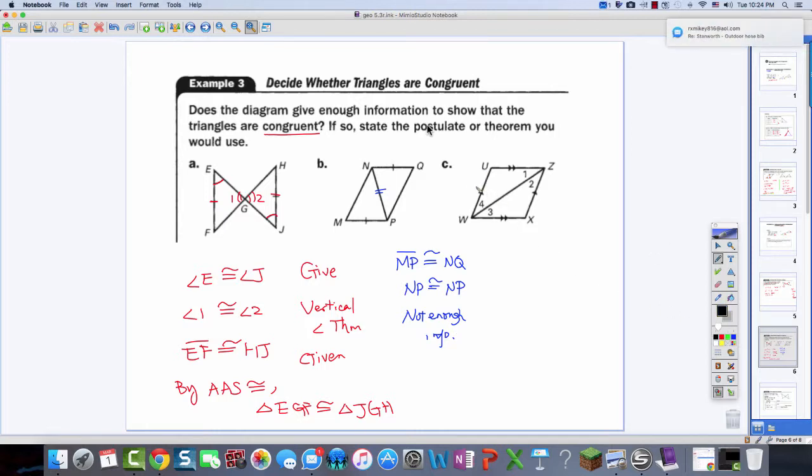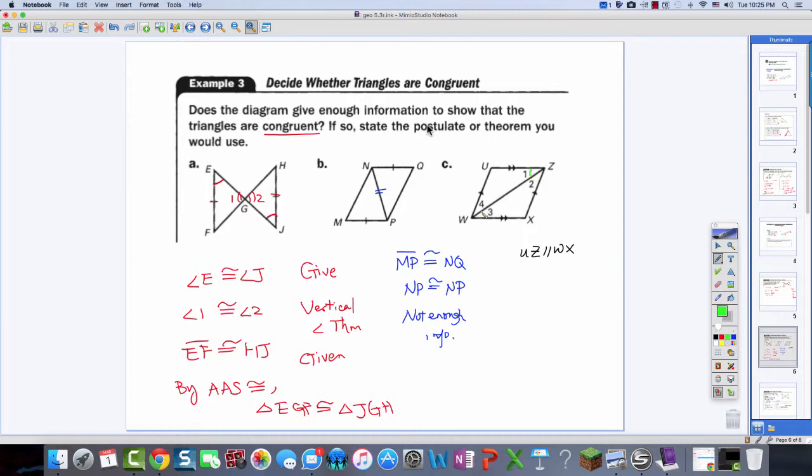Third one, I have, let's see. I have this parallel to this, this parallel to this. What does that give me? This is a little tricky. So let's look at it this way. I'm going to look at these two parallel lines. UZ is parallel to WX, and my WZ is my, what is it called? Transversal.